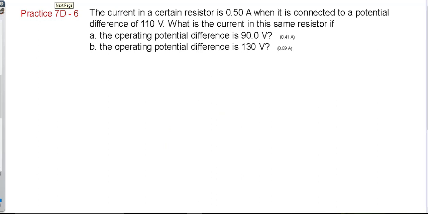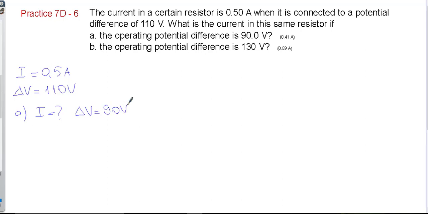Six. The current in a certain resistor is 0.5 ampere. First, I is given, 0.5 ampere, when it is connected to a potential of 110 volt. What is the current if the same resistor is connected to 90 volts, that is A, and B, what will be I if the same resistor is connected to a potential of 130 volts?